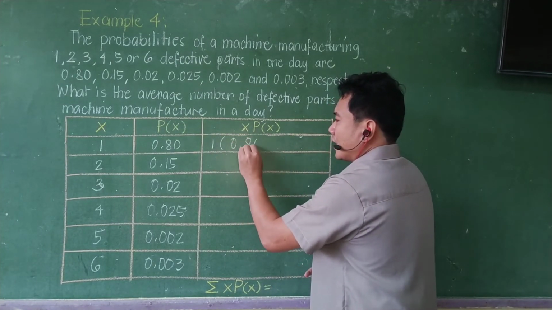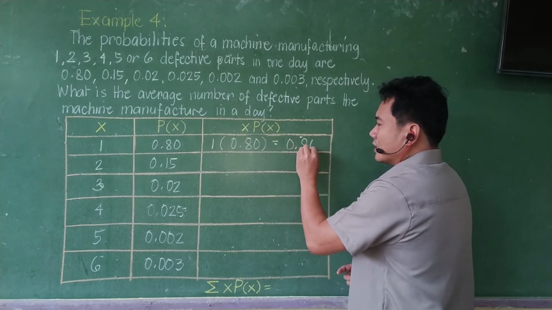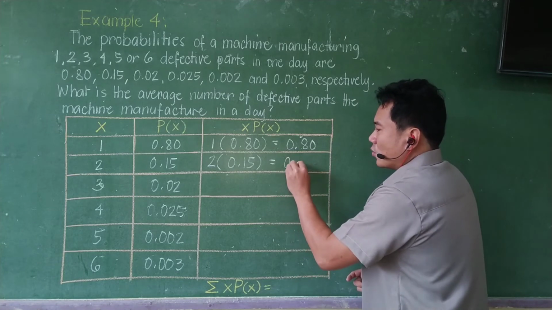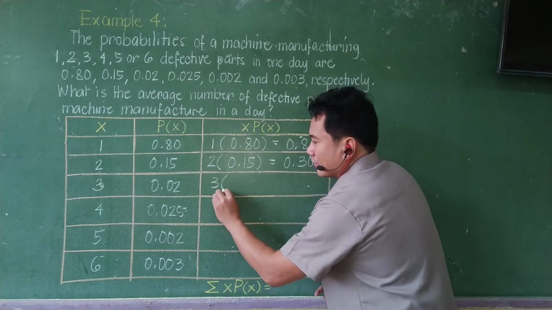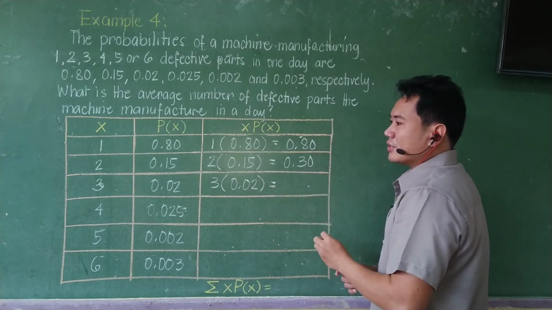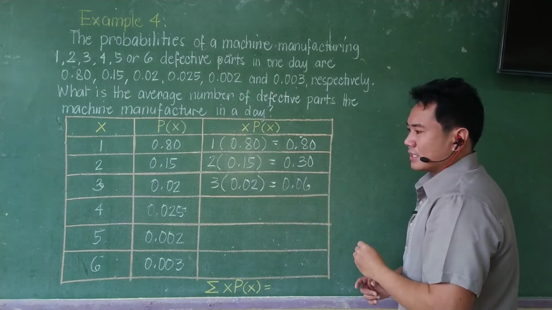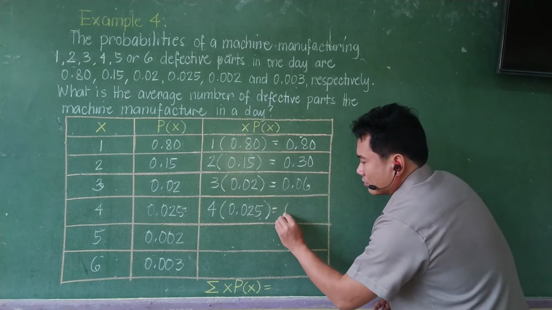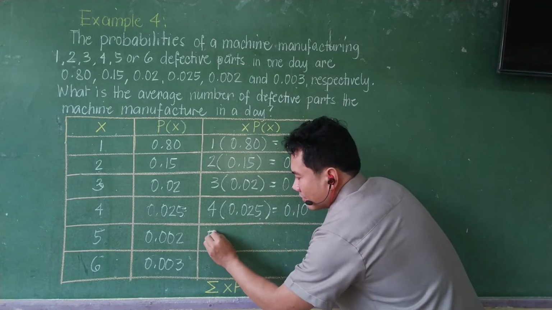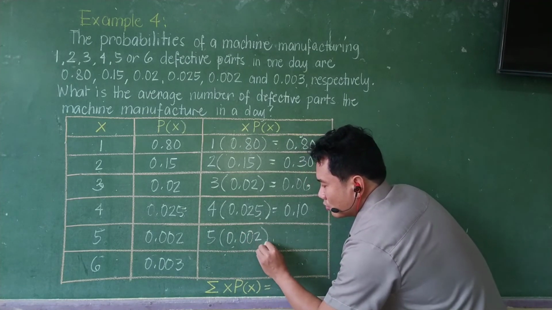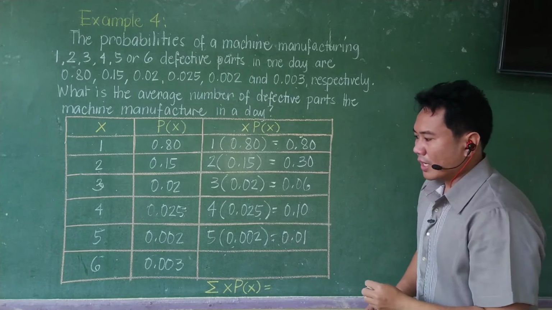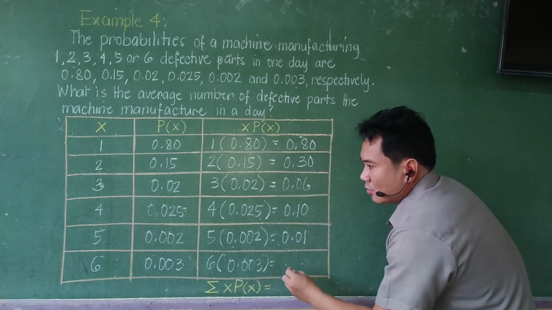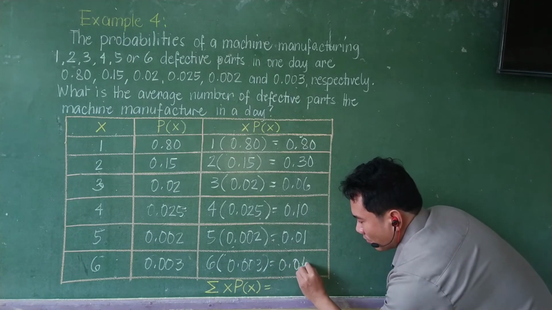1 times 0.80 is equal to 0.80. 2 times 0.15 is equal to 0.30. 3 times 0.02 is equal to 0.06. 4 times 0.025 is equal to 0.10. 5 times 0.002 is equal to 0.01. 6 times 0.003 is equal to 0.018.